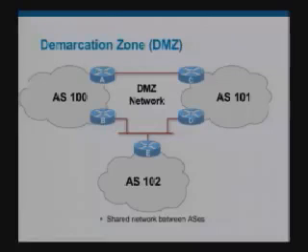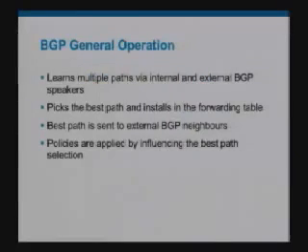Or it could be something like this, where you've got a shared media, this could be Ethernet, where 3 autonomous systems connect to each other. Again, nobody owns it, or it's owned by somebody else, or it's jointly owned. So that's a demarcation network. Generally, that's what folks around the industry call it. BGP will learn multiple paths via internal and external speakers. So we have internal BGP speakers, and we have external BGP speakers.